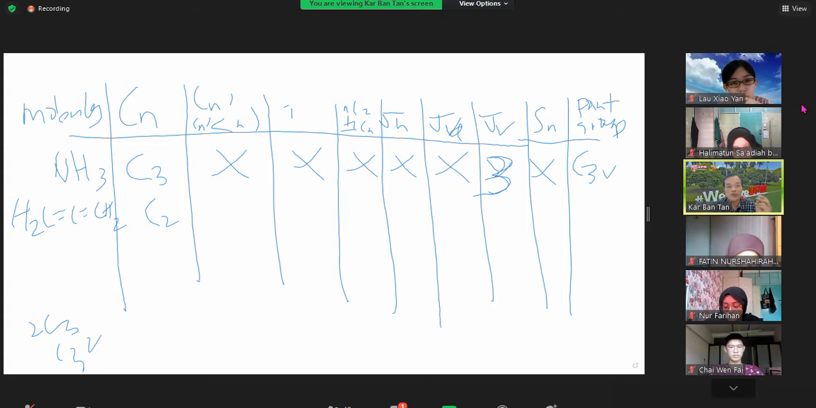So C2. For the next column, should you have n prime smaller than n, but you only have 2. In this case, we don't regard C1, because C1 is E. So no. Next, inversion center.